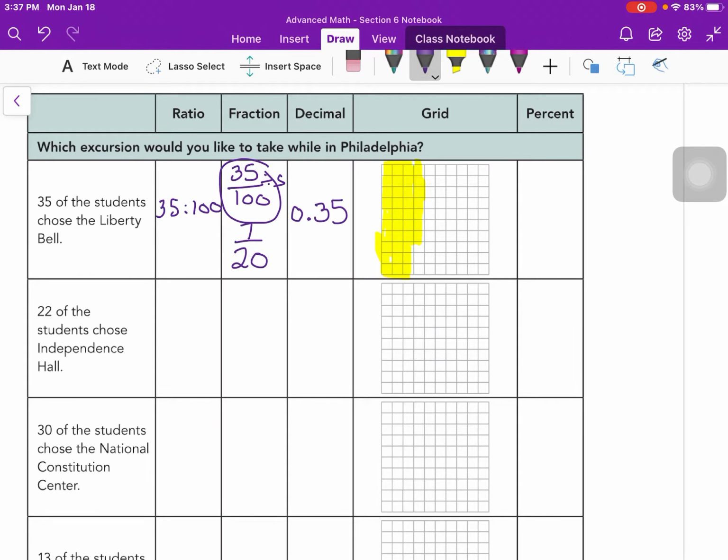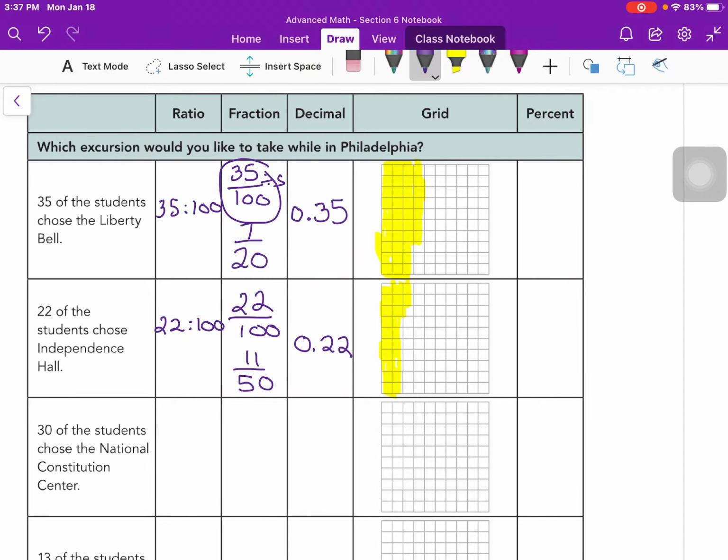Okay, just checking your work to see how you did. The next one, we would end up with 22 to 100, and as a fraction that would look like 11/50ths. As a decimal, we would just say it, 22/100ths. We would fill in 22 of the grid, which would be 2 columns and 2 squares.